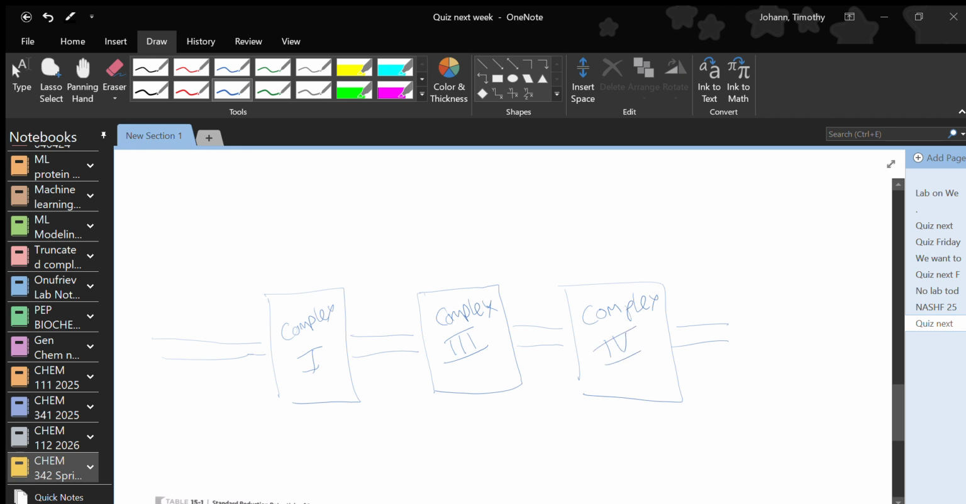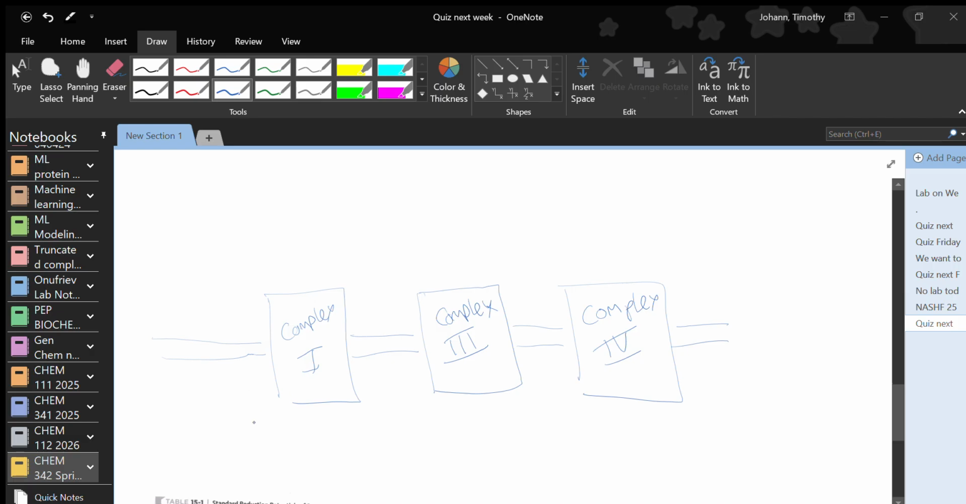And you might say, Dr. Johan, what happened to complex 2? Well, it's the succinate dehydrogenase that's in the citric acid cycle. So that's actually in the membrane. That's the one that makes the QH2. But that's how that numbering ended up.